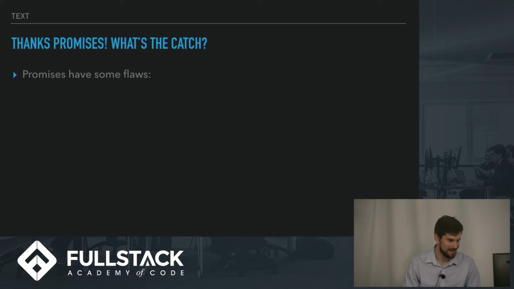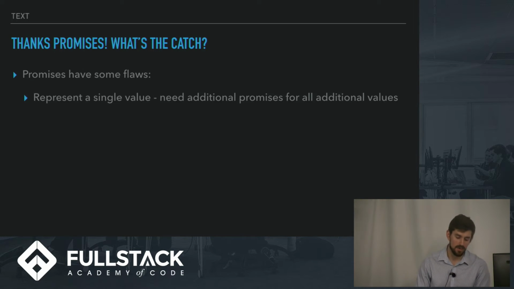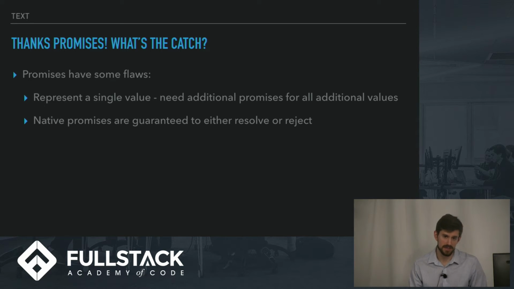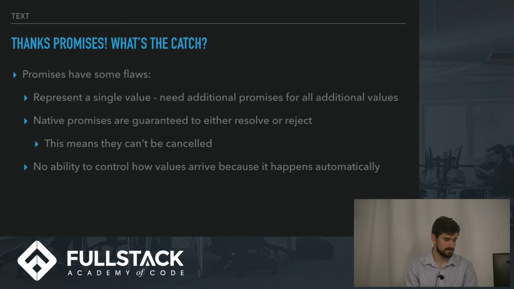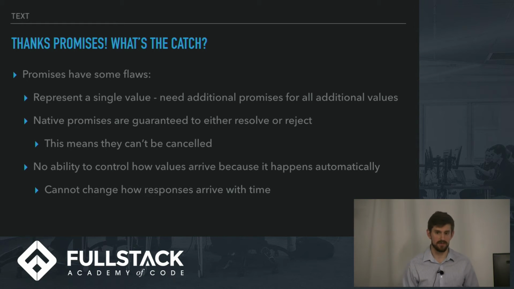No pun intended. Well, promises actually do have some flaws. One of these is that they only represent a single value. So for any additional values we need additional promises. Also, native promises, and I'm not talking about things like Bluebird promises, native promises are guaranteed to either resolve or reject. That's probably a good thing, right? But maybe it's not in the event that you have a super big file that you want to pull in from a database. That might take up a lot of system resources, and if you decide you don't need it, you have to wait for it to resolve. So it means they can't be canceled. We also have no ability to control how our values arrive with time, because it happens automatically. So we can't change how our responses arrive with time.